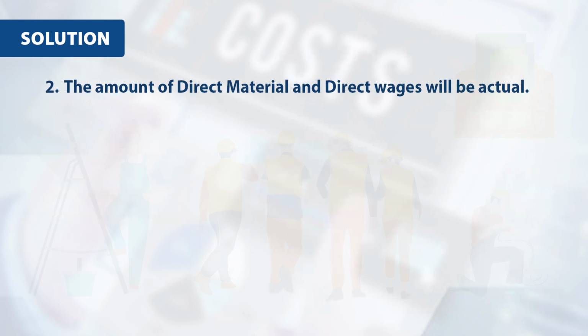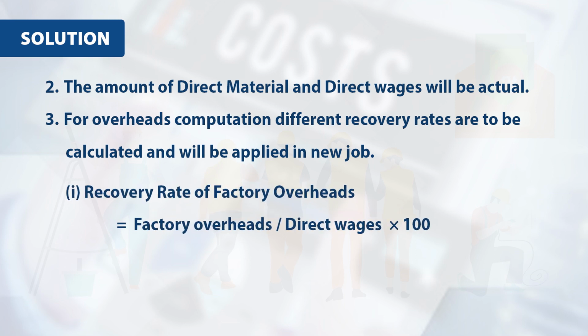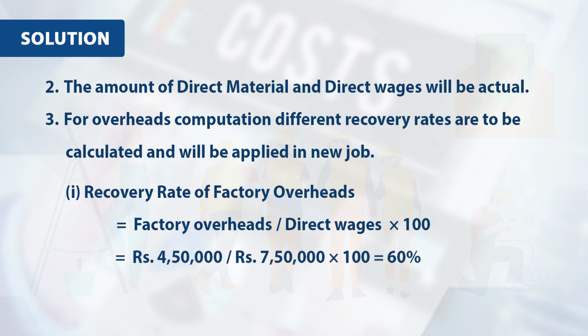Second, the amount of direct material and direct wages will be actual. Third, for overheads, different recovery rates are to be calculated and will be applied in the new job. First, recovery rate of factory overhead is equal to factory overhead divided by direct wages into 100, which is equal to rupees 4,50,000 divided by 7,50,000 into 100, giving 60%.